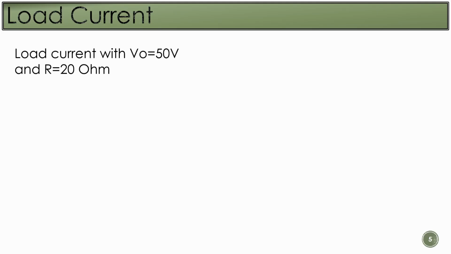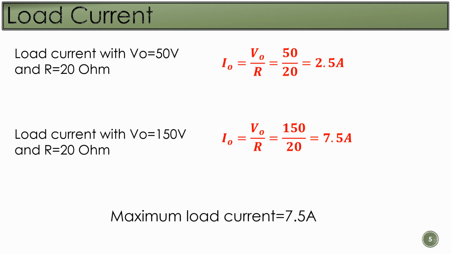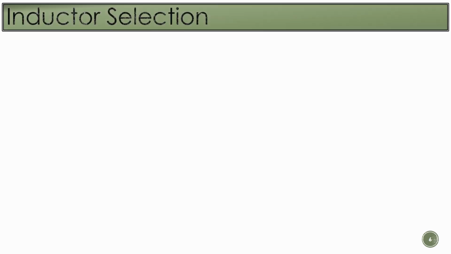Let us calculate the load current. The formula is very simple, depending upon Ohm's law. With minimum output voltage of 50 volt and resistance of 20 ohm, the current is voltage by resistance, that is I0 equals V0 upon R. So 50 divided by 20 comes to 2.5 ampere. Now let us calculate the load current for maximum output voltage, which is 150 volt. The resistance is 20 ohm, hence the current is 150 divided by 20, which comes to 7.5 ampere. From this calculation, it is observed that the maximum load current is 7.5 ampere.